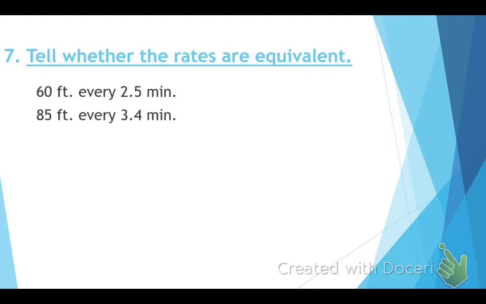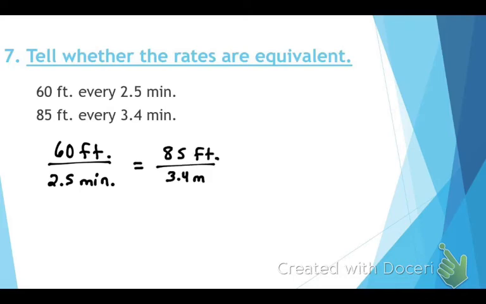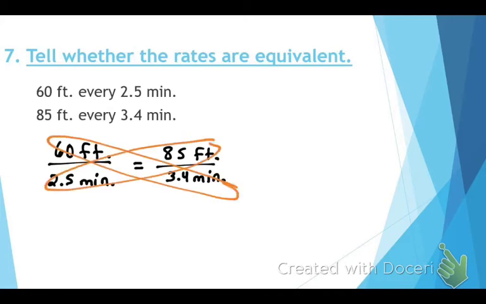This asks us to tell whether or not the rates are equivalent. So I'm just going to go ahead and set up a proportion. Remember, 2 fractions or ratios that equal each other. 60 feet for every 2.5 minutes equals 85 feet for every 3.4 minutes. How many of you set it up the same way? Okay, so I'm going to choose to do it the cross products way. On the left side, we're going to do 60 times 3.4. On the right side, 2.5 times 85.